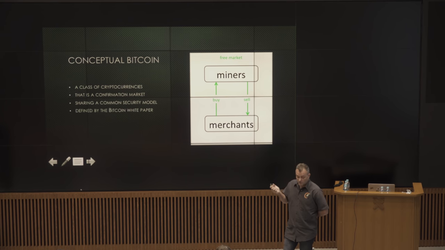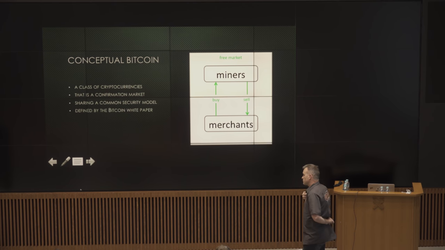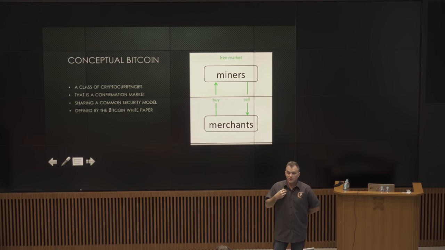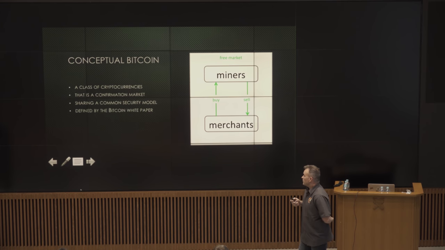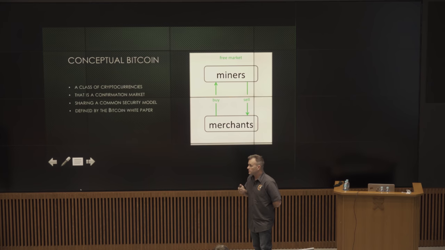So what is Bitcoin? Conceptually, what are we dealing with? And these are my definitions. Sometimes they're a little bit different than what you might be used to, but this is really just for the sake of this discussion. You don't have to take it away if you don't want to. But I consider Bitcoin a class of cryptocurrencies, given the previous definitions of those. And Bitcoin is a transaction confirmation market.